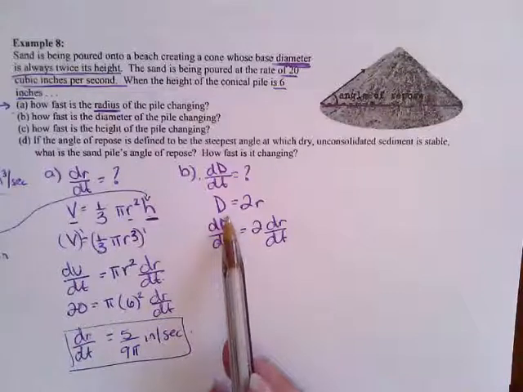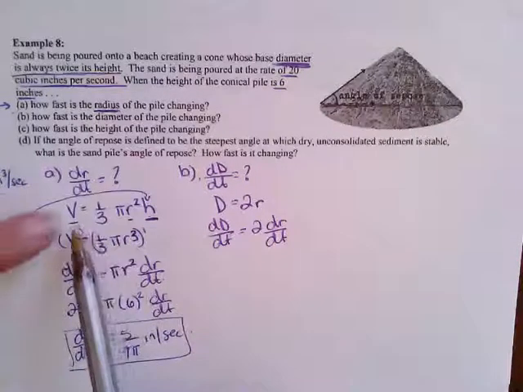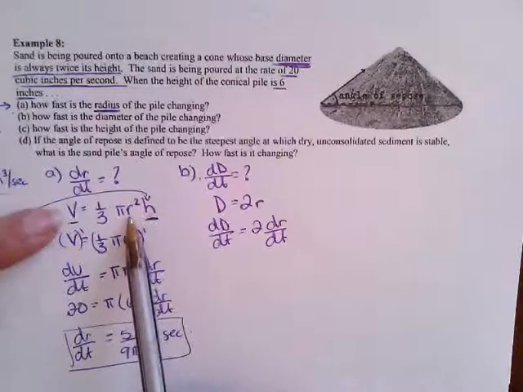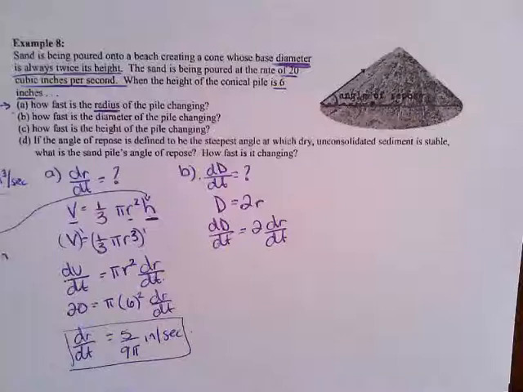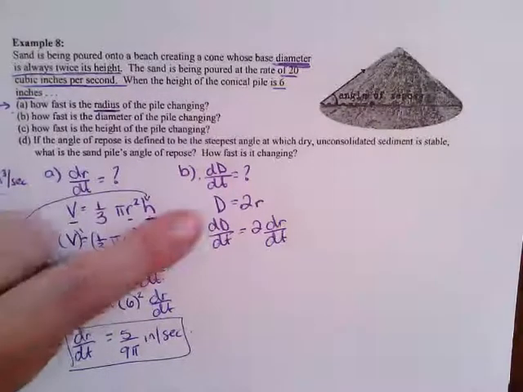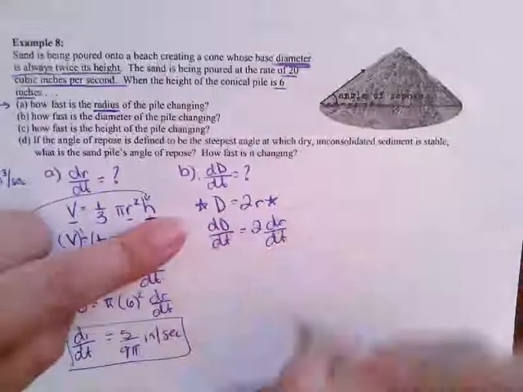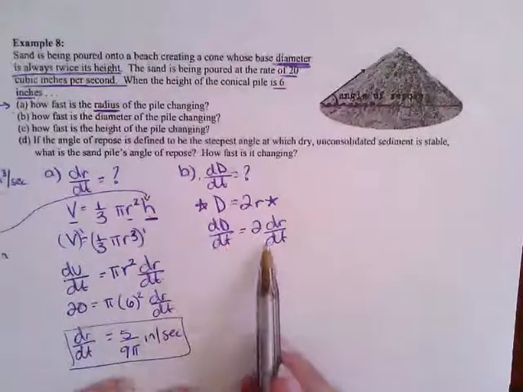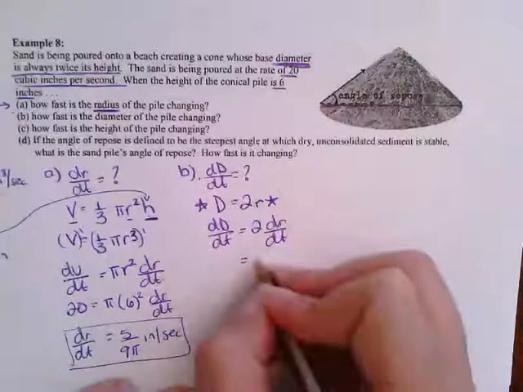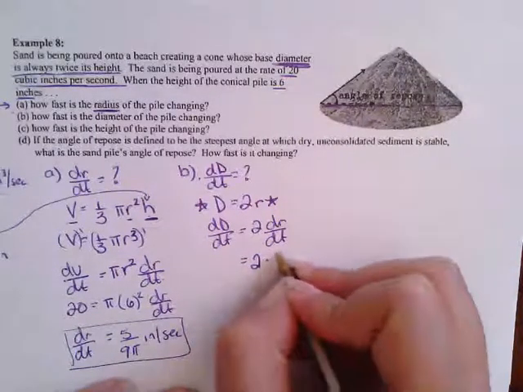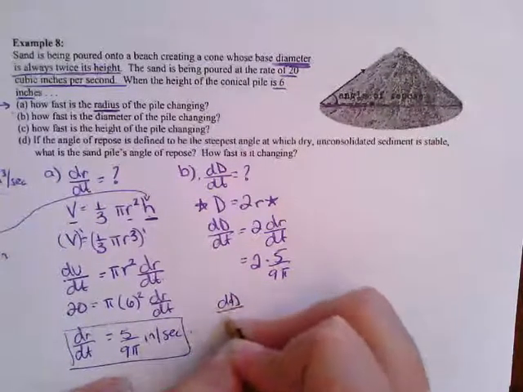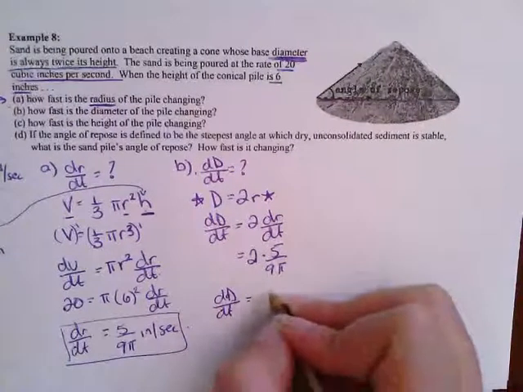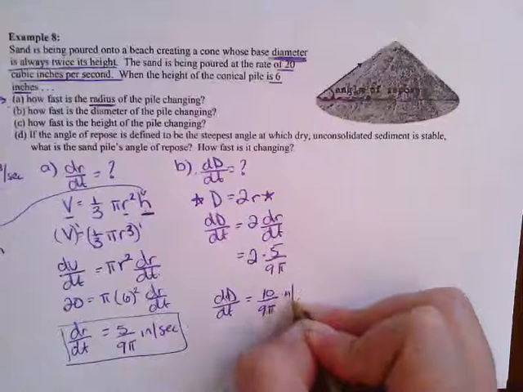If you wanted to, you could have used this equation and rewritten r as d divided by 2 and gone from there, but it is going to be a longer process. So if this comes to mind, which it should have, this is the equation you would use. So then you solve this. This is 2 times 5 over 9 pi. And so we get our dD/dt is going to be 10 over 9 pi inches per second.